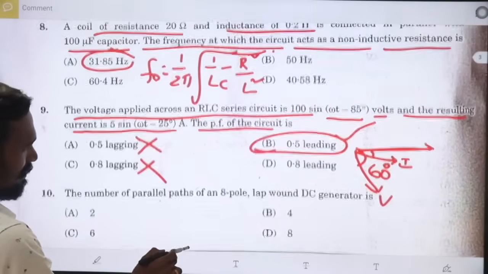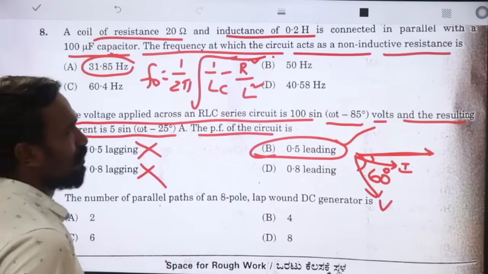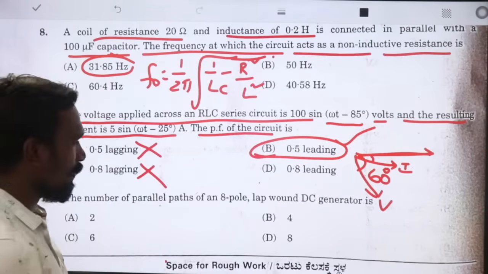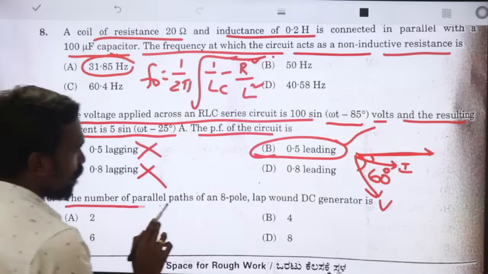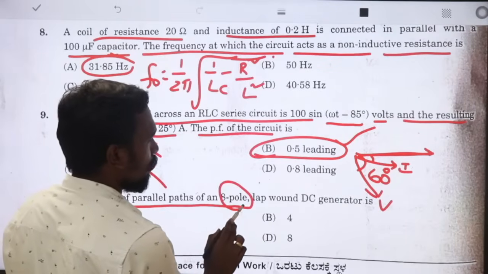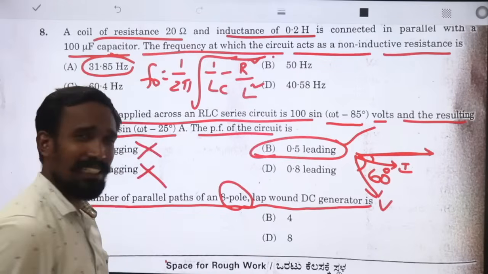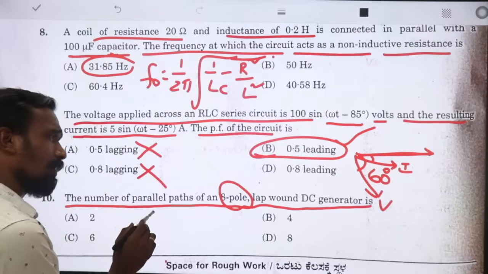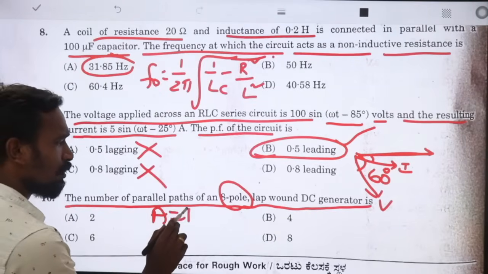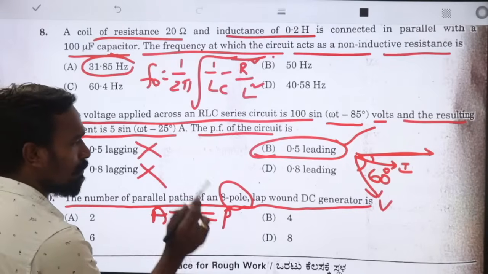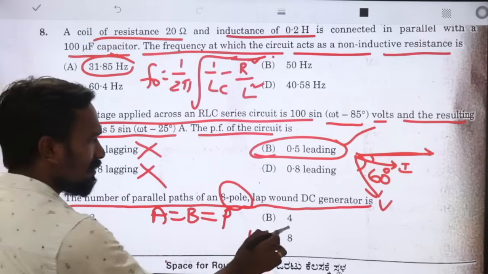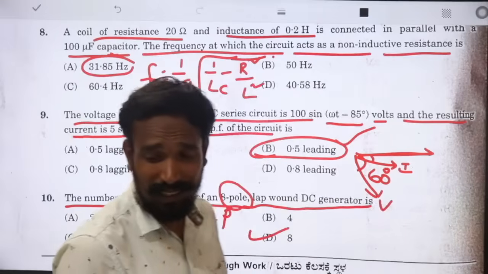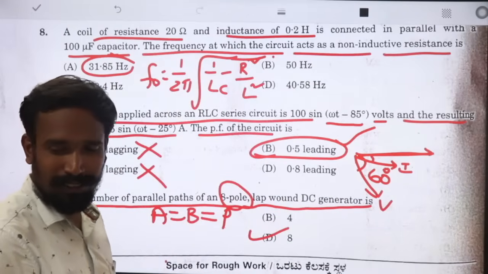This is the question: the number of parallel paths of an 8-pole lap wound DC generator. This is a lap, right? In a lap wound DC generator or motor, the number of parallel paths is equal to the number of brushes, is equal to the number of poles, which is 8 here. 100% of people will get this answer.